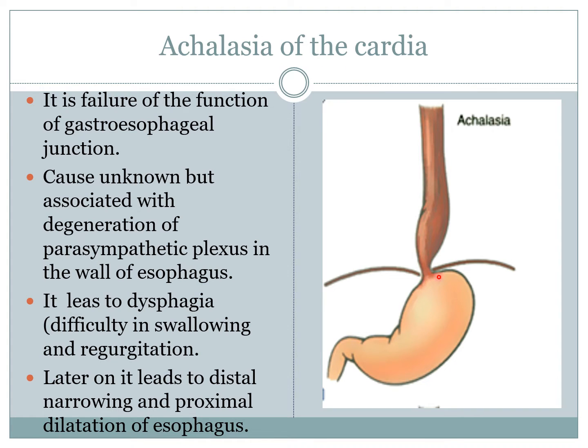There is a physiological narrowing or constriction at the cardioesophageal junction. Achalasia cardia is the failure of this function of the gastroesophageal junction. The cause is unknown, but it is associated with degeneration of the parasympathetic plexus in the wall of the esophagus, because the physiological anatomy of the gastroesophageal junction is complex, particularly in understanding the factors preventing the reflux of the gastric content and allowing vomiting or eructation.